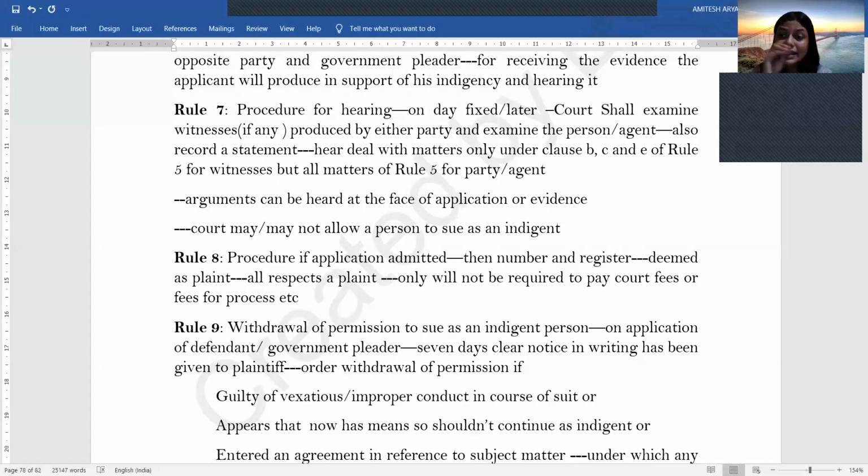You can register. And that application that you presented was an application; it was not a plaint. It will now be deemed a plaint in respect of a suit. The only thing that will be left is that you are not required to pay court fees because you have been allowed to sue as an indigent.